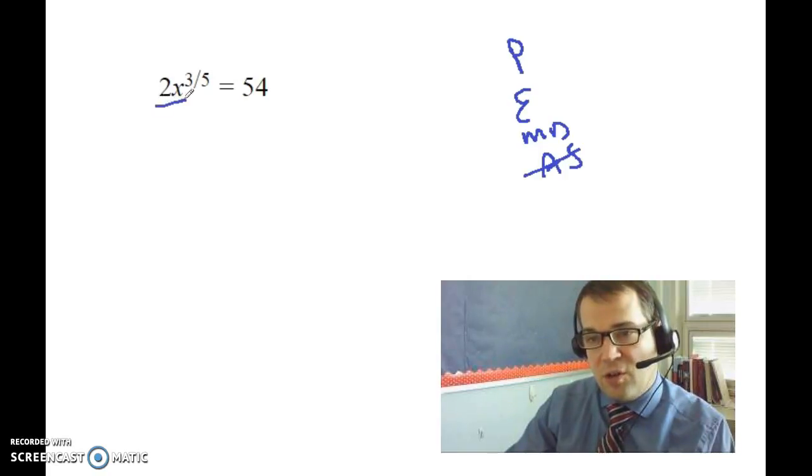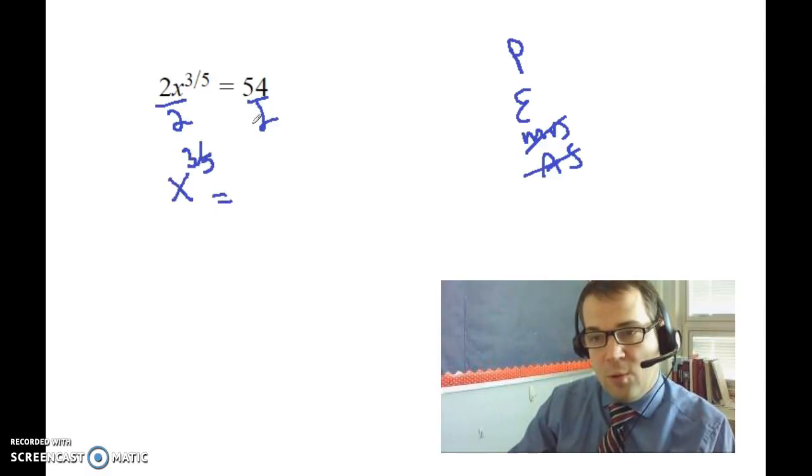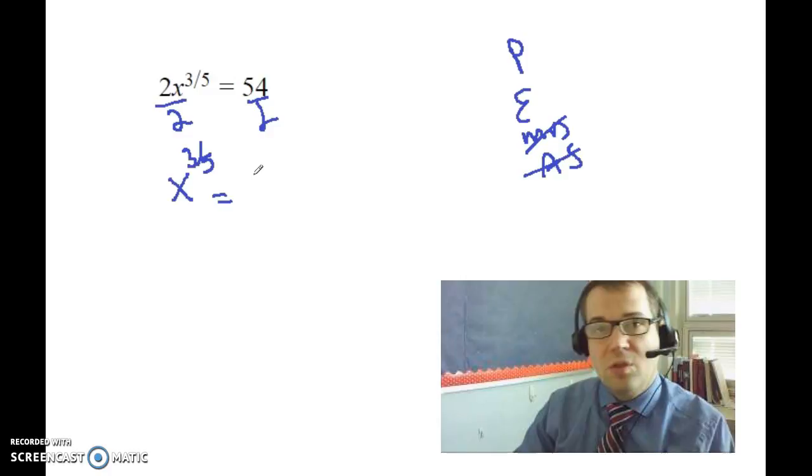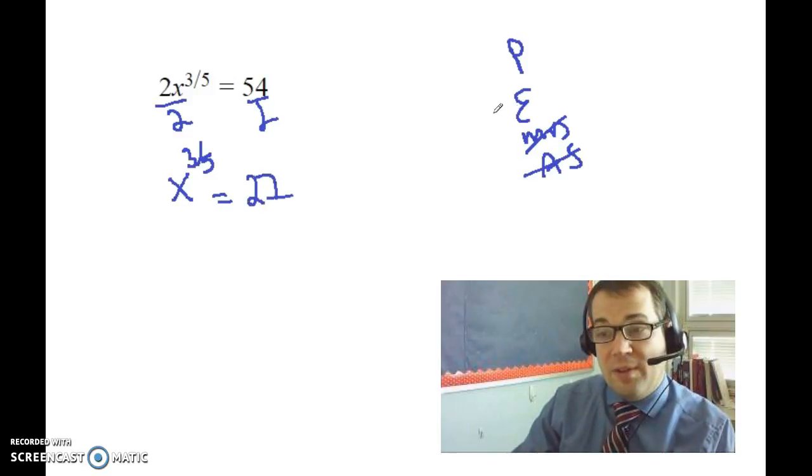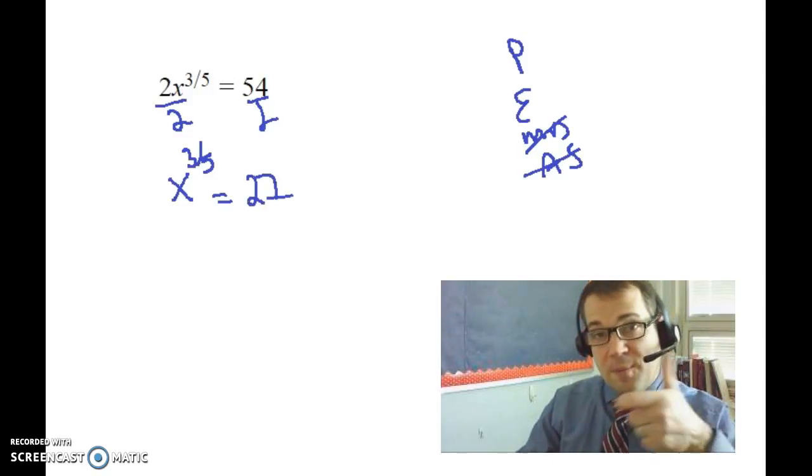I see a 2 here. I should divide both sides by that 2. So this becomes x to the 3/5 power equals 54 divided by 2, which quick calculation could tell you is 27. And now I need to get rid of this exponent, which I will use the reciprocal power for.